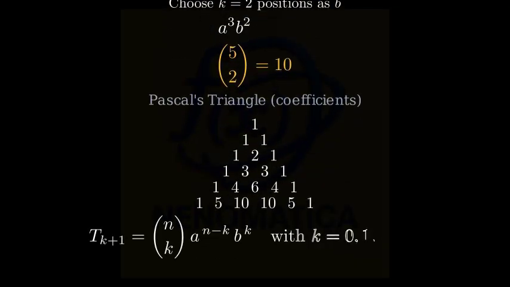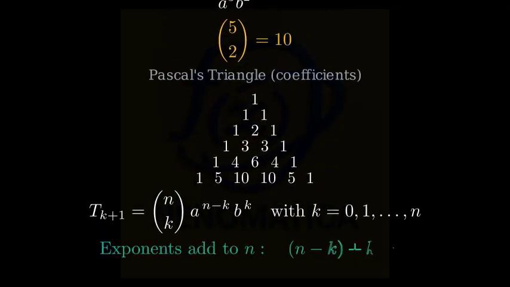Let's summarize the general term formula you can use right away. T sub k plus 1 equals n choose k times a to the n minus k times b to the k. You can jump to any term by choosing k. The exponents always add up to n. n minus k plus k equals n.